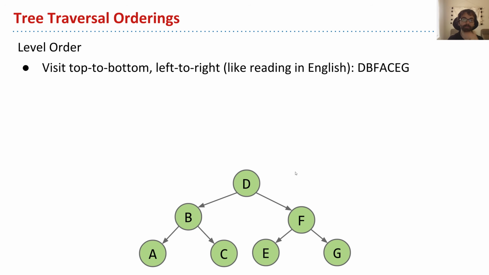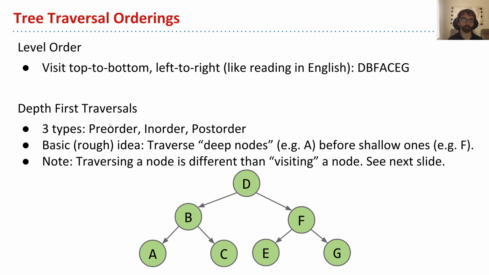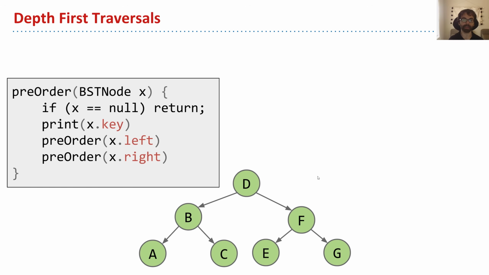Now there are 3 other very natural orderings that are called pre-order, in-order, and post-order. And all 3 of these are known as depth-first traversals. The basic idea, though it'll make more sense once we see some examples, is that we're going to traverse deep nodes like A before shallow ones like F. Now I'll note that traversing a node is different than visiting a node, and on the next slide I'll show you what I mean by that.